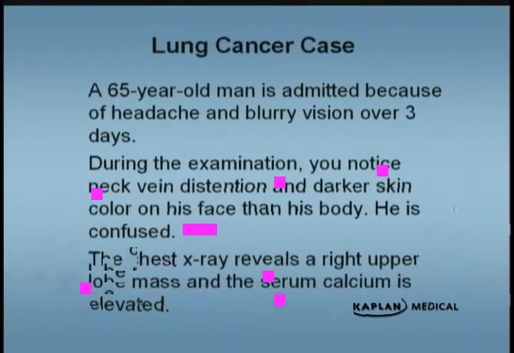So a couple things you have to think about here that are very important. This guy comes in with a headache and blurry vision over about 3 days, and then on the examination it shows neck vein distension. The color is different. He's darker, right, in his head and his face than the rest of the body. He's confused. And then you do a chest x-ray and you got a right upper lobe mass, and on top of that this patient has hypercalcemia.